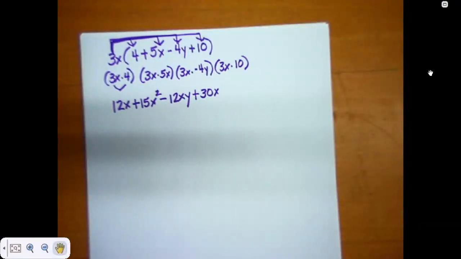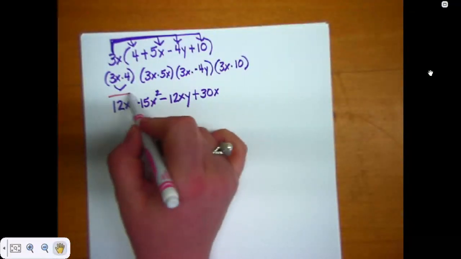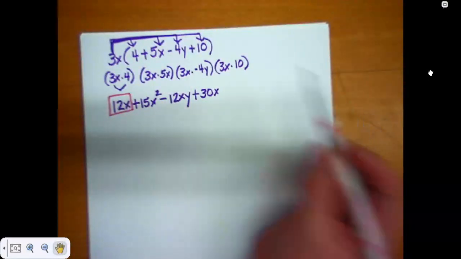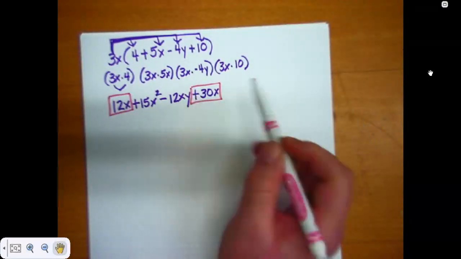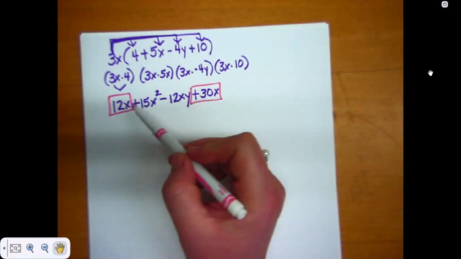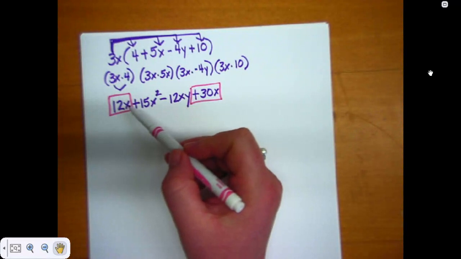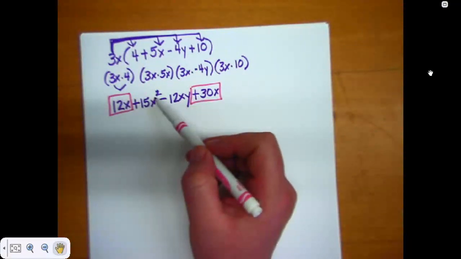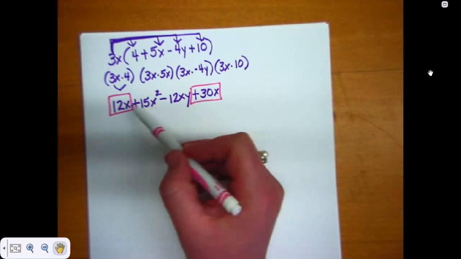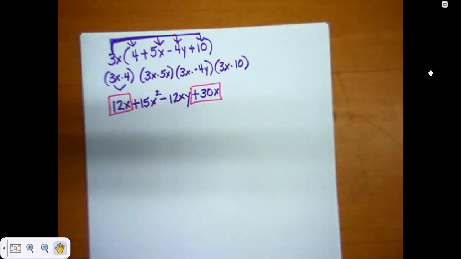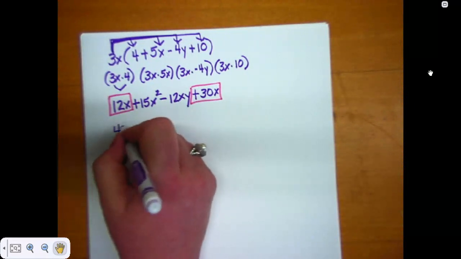Okay, so now we need to look for like terms. So we have positive 12x and positive 30x. These are alike because they both have a number and the variable x. Only one x. So x squared does not count as a like term because that is not only x, it's x squared. So 12x plus 30x, they're both positive. Signs are the same, so that means we're going to add and we're going to get positive 42x.